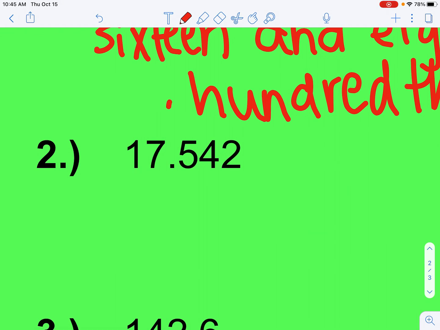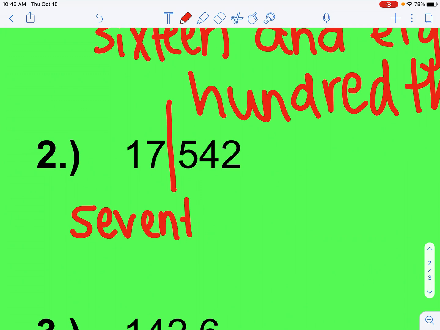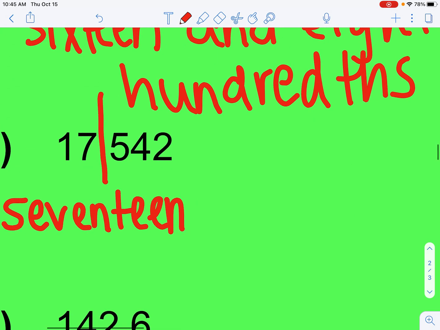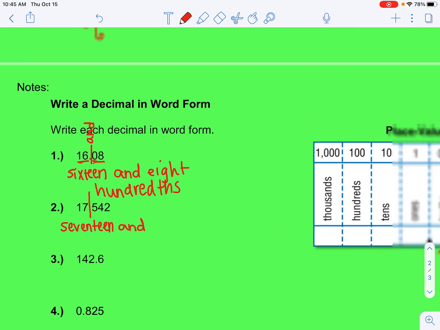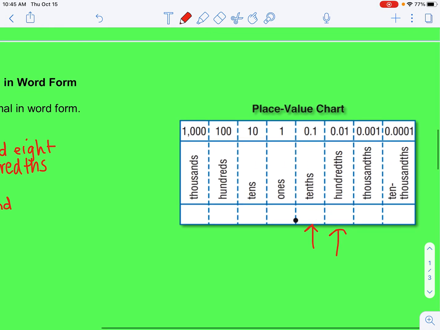Alright, let's look at number 2. Again, I like to split my number up before the decimal and after the decimal. Okay, before the decimal, I have 17. And that decimal place means and, so I have 17 and. Now I have 3 numbers after the decimal place. So if we look over here, 3 numbers after the decimal place would put me in what place value? Right, it would put me in the thousandths place value.